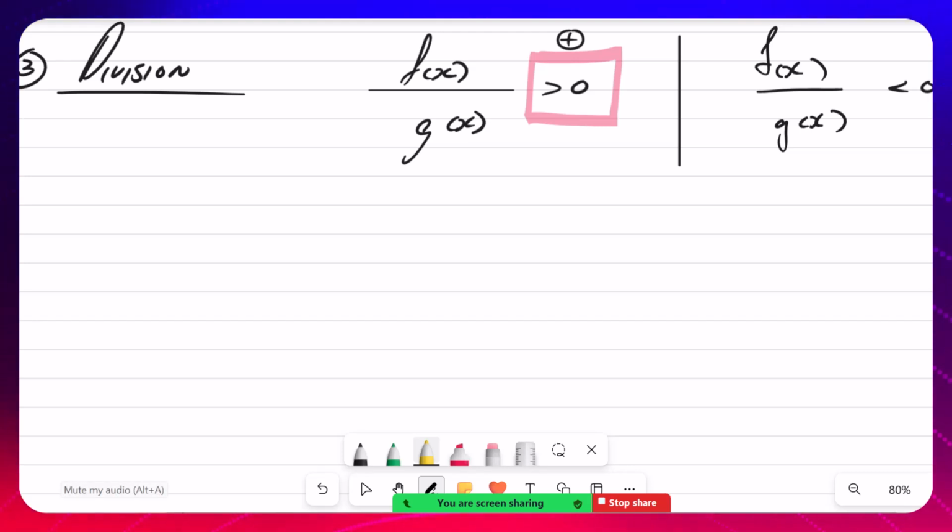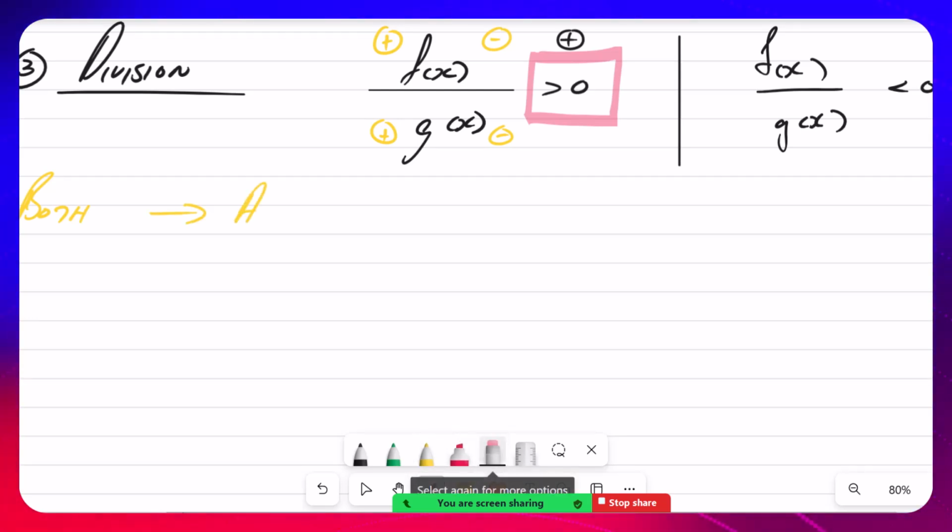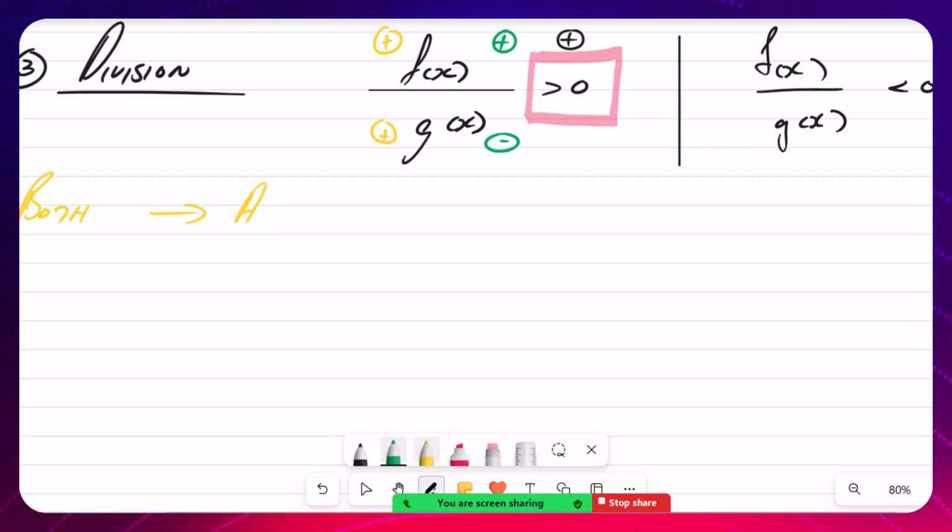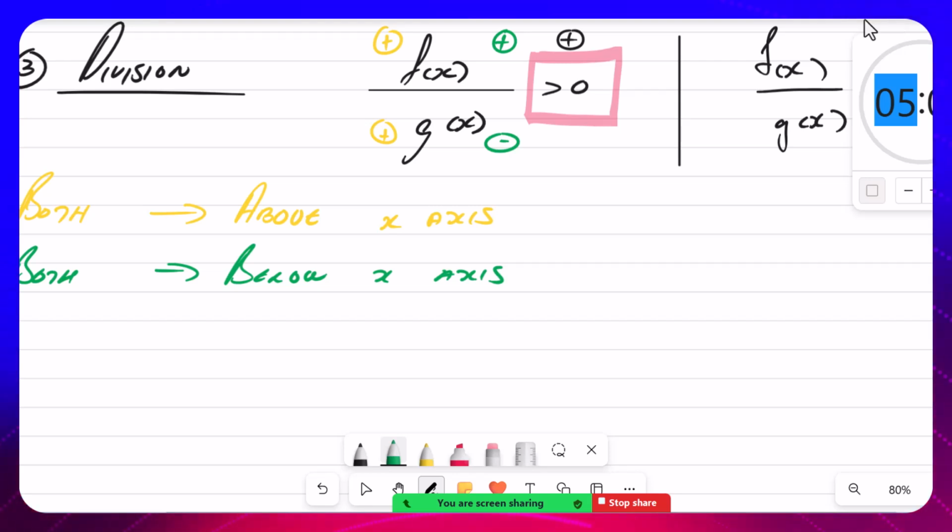If f of x is positive and g of x is positive. Do you have another one? If f of x is negative and g of x is negative. So this means that for this scenario, both graphs have to be above. Let's use a color difference here so we can see what we're talking about. They both have to be above the x-axis, or both graphs have to be below the x-axis. Below the x-axis. Let's take a minute, write everything down.